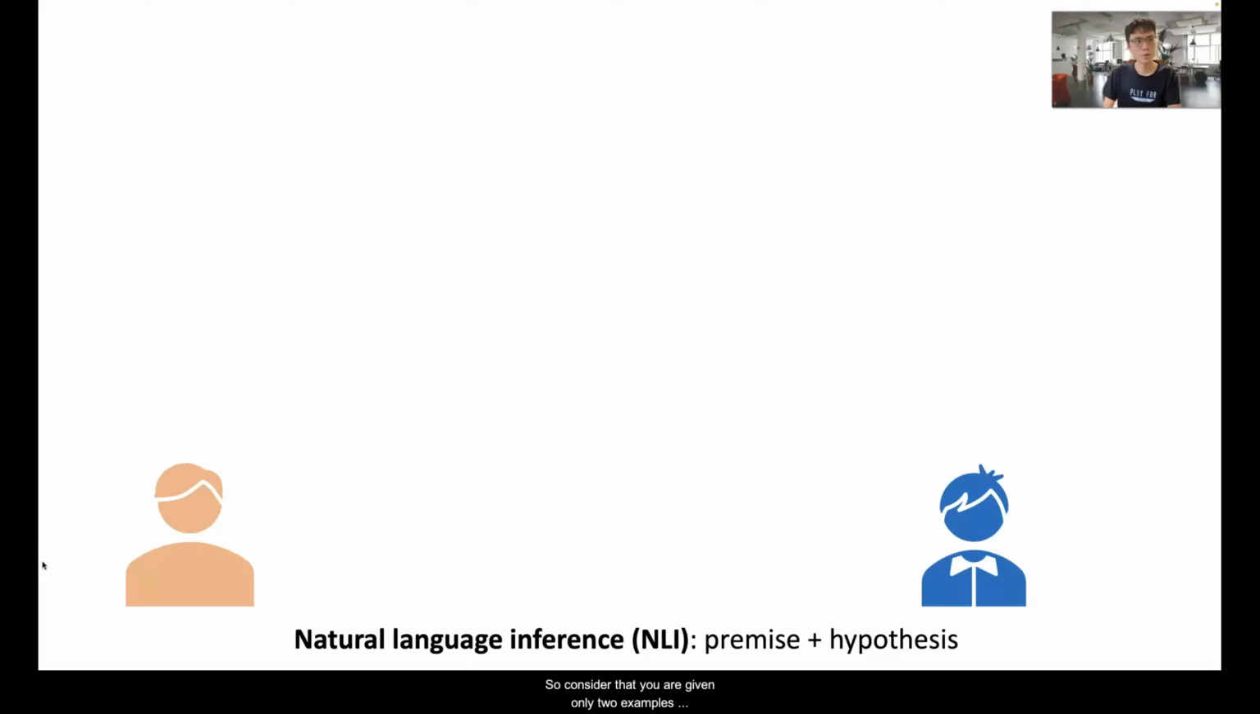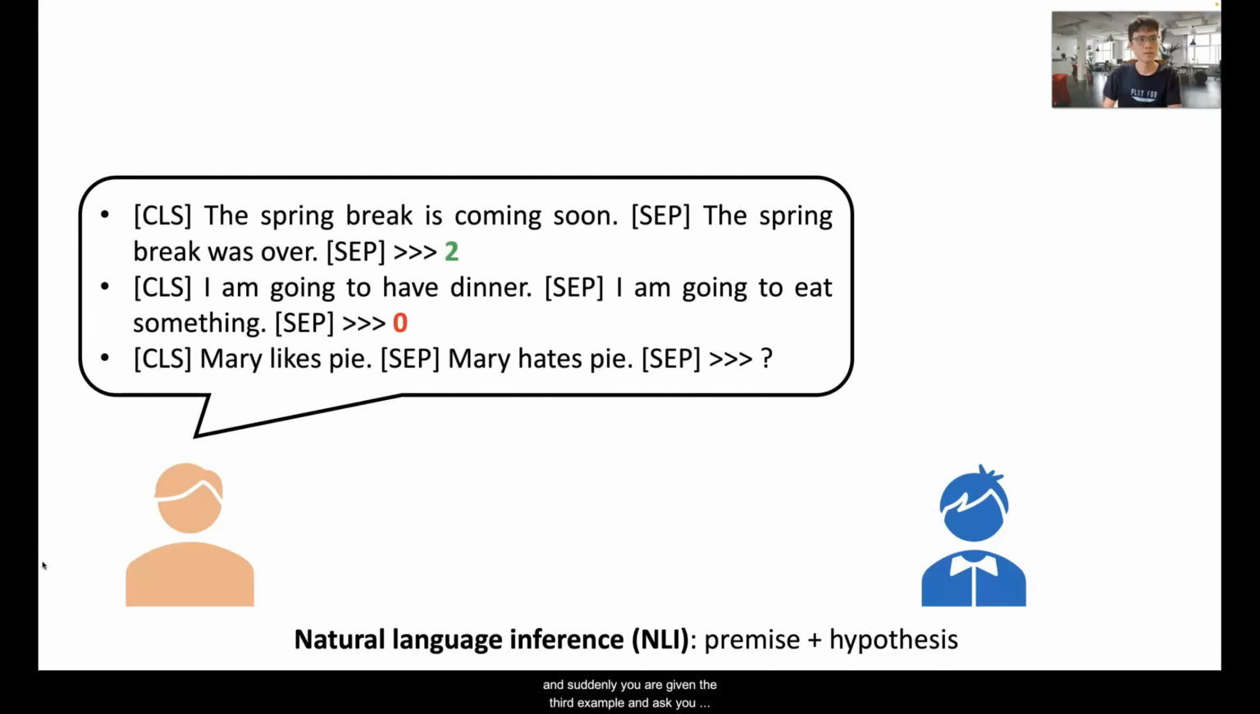So consider that you are given only 2 examples formatted as we format them in standard fine-tuning. And suddenly you are given a 3rd example and asked to provide an answer. You will probably have no idea what this is doing. You cannot know what the 2 sentences here mean, and you don't understand what the numbers correspond to. So clearly, it is very hard to understand the task when only a few samples are given, even for humans, not to mention for pre-trained language models.